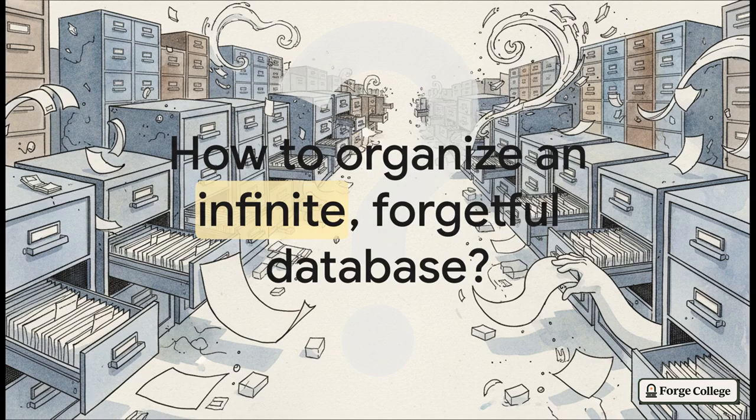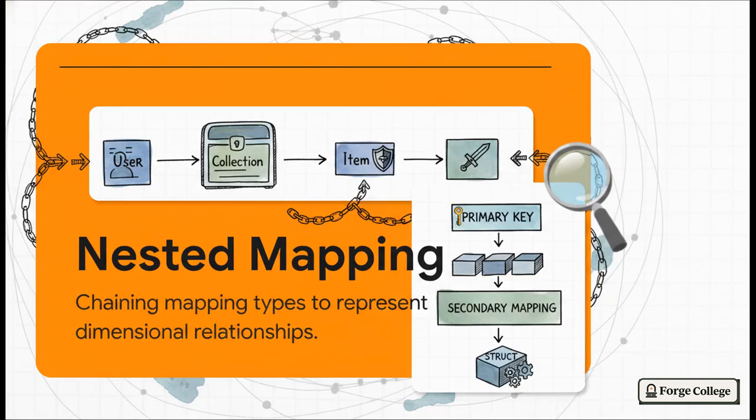How on earth do we design a reliable system around a quirk like that? Well, the answer is nested mappings. It's basically a way of chaining mapping types together. Your primary key maps to a secondary mapping, representing these complex, multi-dimensional relationships. So a specific user owning a specific collection, which then holds specific items. It maps it all out perfectly without wasting your precious gas.